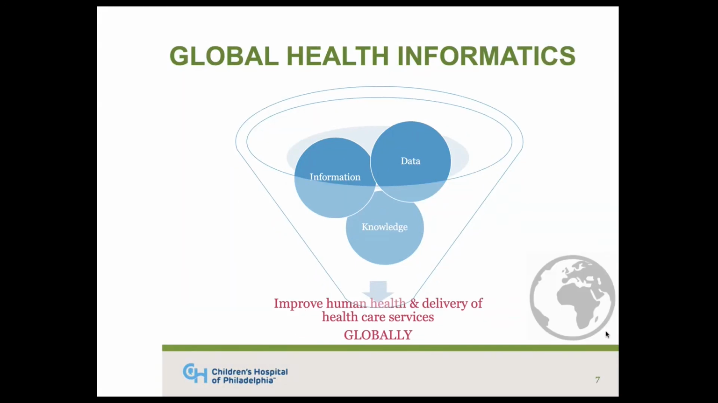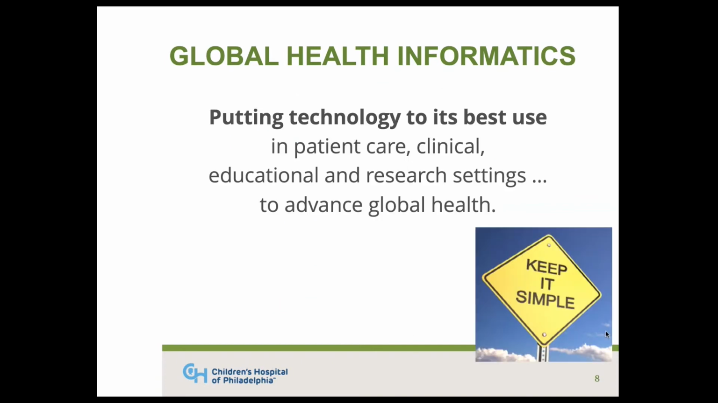Obviously, today we're talking about global health informatics, and so what global health informatics is using these three items: information, data, and knowledge, to improve human health and delivery of healthcare services globally. But I'm also someone who likes to try and keep it simple, and so I love this definition that I found, where global health informatics is putting technology to its best use in patient care, clinical care, educational, and research settings to advance global health.